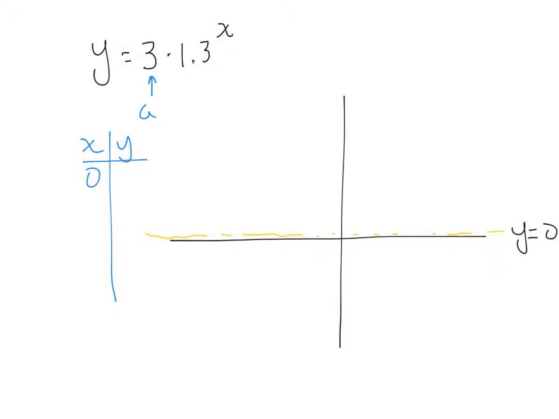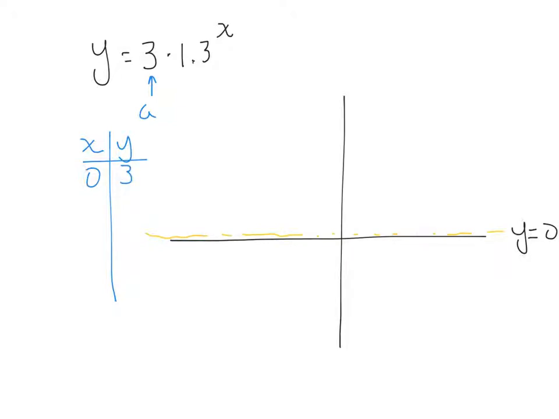So you basically want to benchmark your curves and talk about what's going on with finding the y-intercept and knowing where the horizontal asymptote is, and then kind of comparing how steep or how quickly the graph rises compared to y equals e to the x. So in this case, when x is 0, 1.3 to the 0th is, of course, 1, and so we have 3 times 1, or 3, for the value of y.